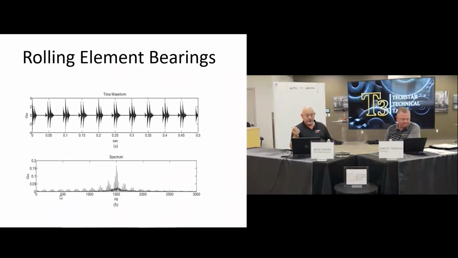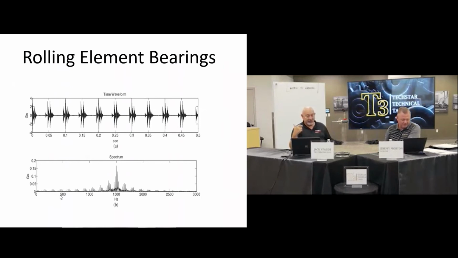Here's an illustration of what bearing data will look like when you have defects on an inner or outer race. You can see the school of angelfish, which is well known in our industry. If your time domain looks like a school of angelfish, you probably have a bad bearing. That's interesting, and it does look like it. Yeah, and that's the impacting.